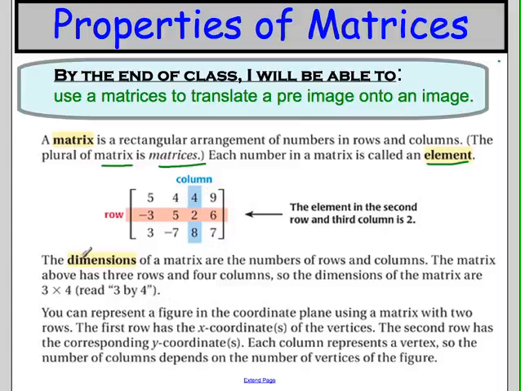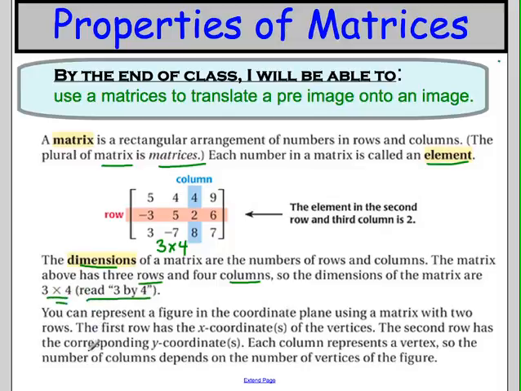Dimensions are really, really important. We're going to look at 2 reasons why today. It's basically a combination of the number of rows and the number of columns. So for instance, there are 3 rows and 4 columns, so we would call this a 3 by 4 matrix. It's read 3 by 4 even though it's written 3 × 4.